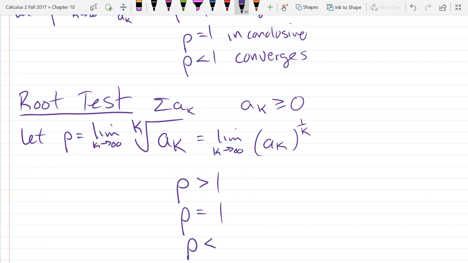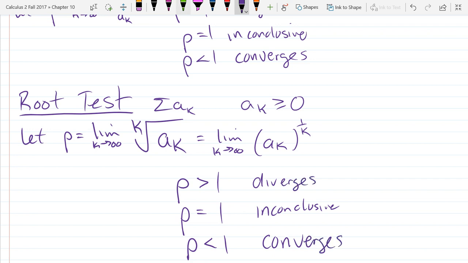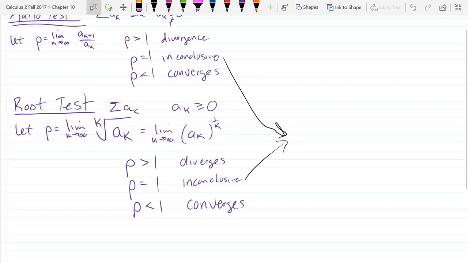And this has the same rho convergence and divergence. So if rho is bigger than 1, diverge. If it equals 1, inconclusive. And less than 1, it converges. And so one comment about the inconclusive case. Generally, if one of these tests is going to be inconclusive, the other one will be inconclusive also. And what that means is you need to use another test. All right, so inconclusive means you get no information. So you use another test.